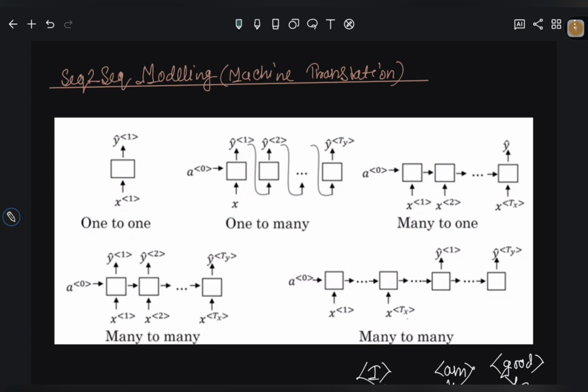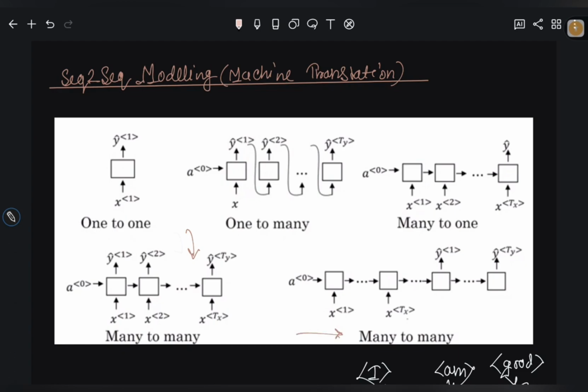So if you remember this diagram which we discussed in our previous sessions, we have different types of recurrent neural network. One of them is this many to many one, right? So this is a many to many one. If I just take this example, this is one example of many to many, and this is also one example of many to many, right?